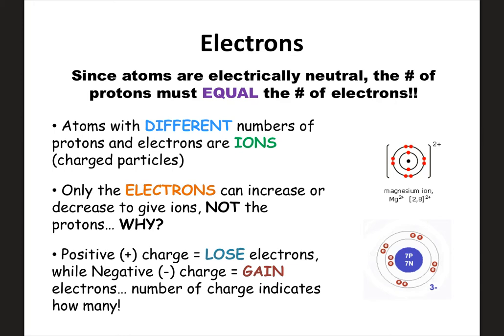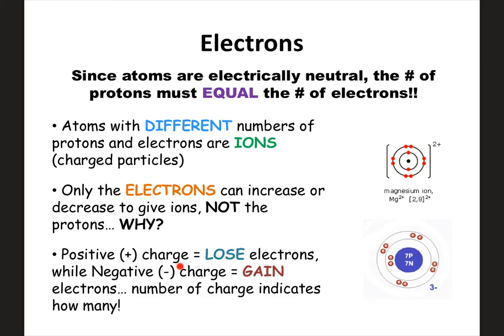You cannot change that number. So in order to have a charged particle here, the only particle that can change is the electrons. All right. So make sure you're thinking about this here. If an atom has a positive charge, it lost electrons. People always get this confused. All right, think about it. Electrons are negative. So if you lose negatives, you are now more positive.